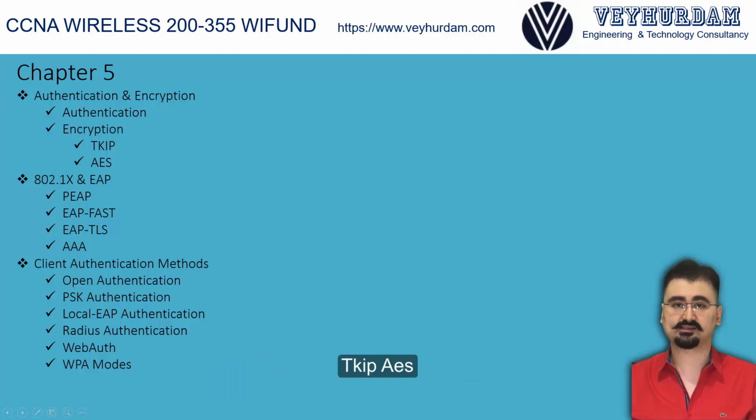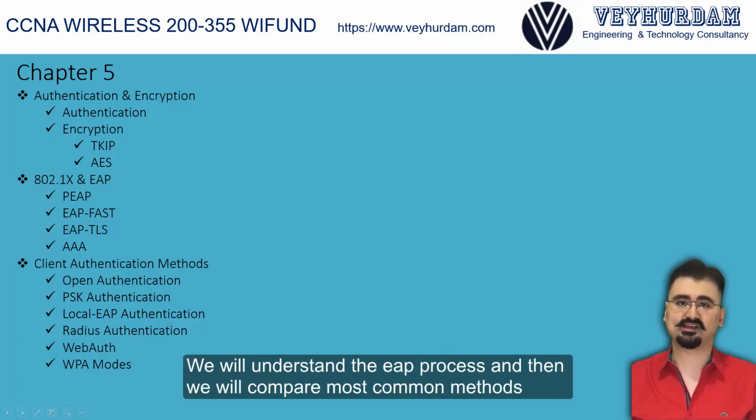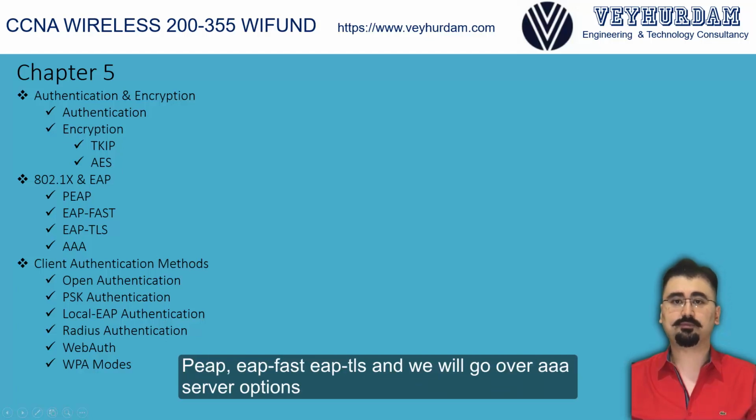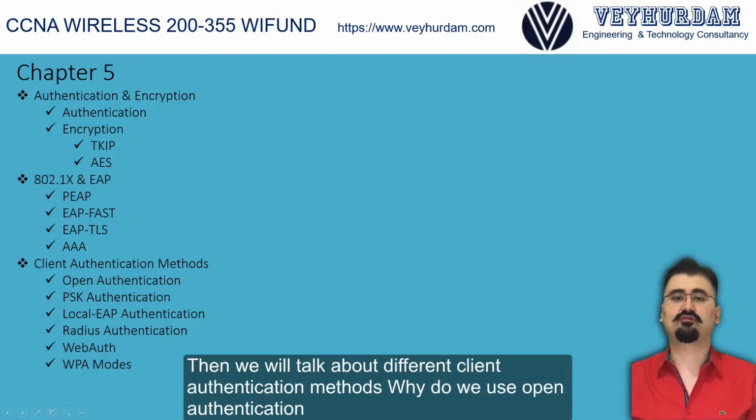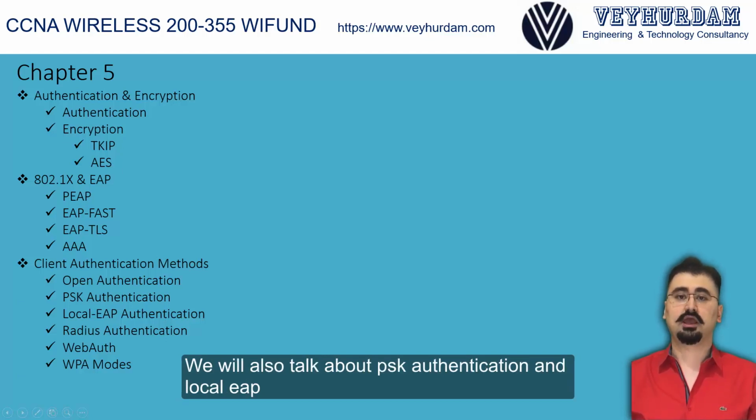TKIP, AES. And then we will go over 802.1X and EAP. We will understand the EAP process, and then we will compare the most common methods, PEAP, EAP-FAST, and EAP-TLS, and we will go over AAA server options. Then we will talk about different client authentication methods. Why do we use open authentication? What are the benefits and disadvantages of open authentication? And we will also talk about pre-shared key authentication and local EAP.